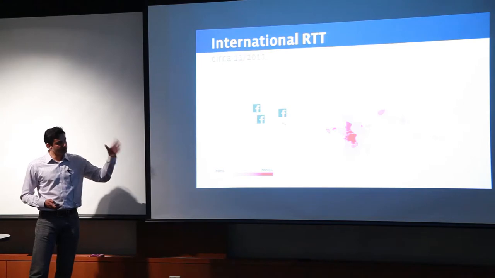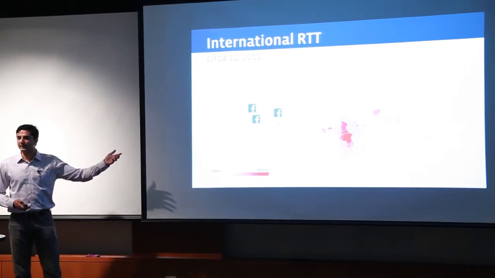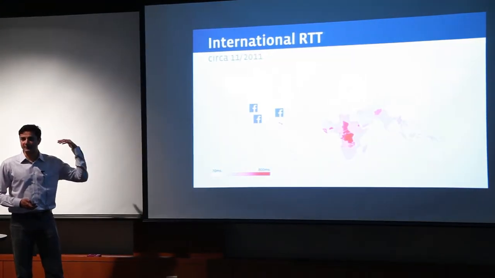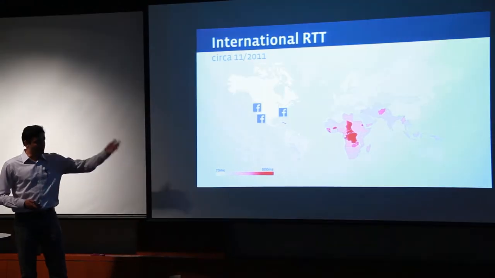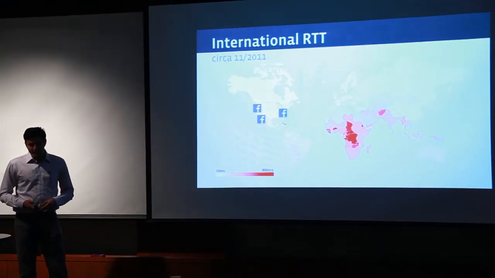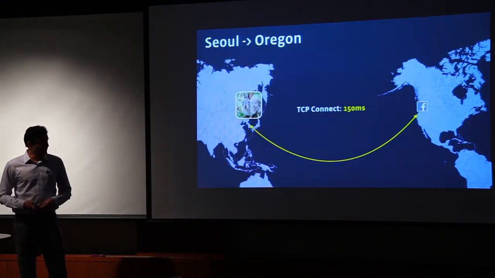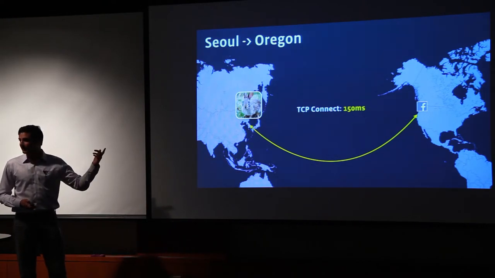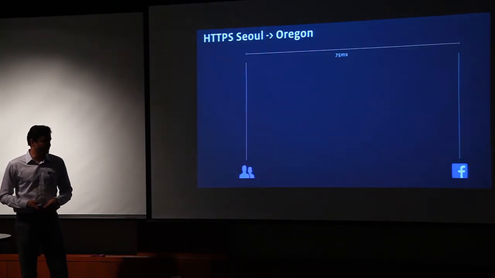And this is not an acceptable picture for us, because our user base is distributed across the world. We want it to be lighter throughout the world. So to elaborate on latency, let's imagine a Facebook user, Mr. Bunny, in Seoul, Korea, trying to connect to one of our data centers, and the latency one way is 75 milliseconds, so your TCP or your round trip time is about 150 milliseconds.